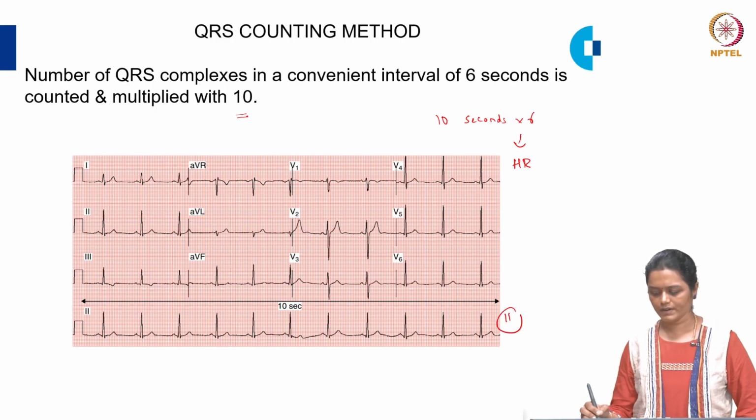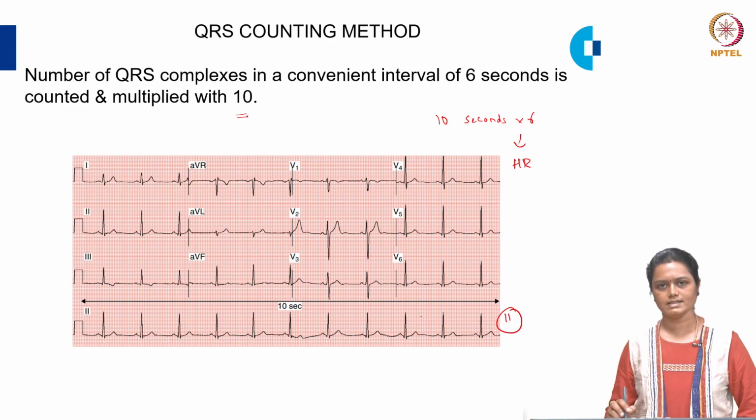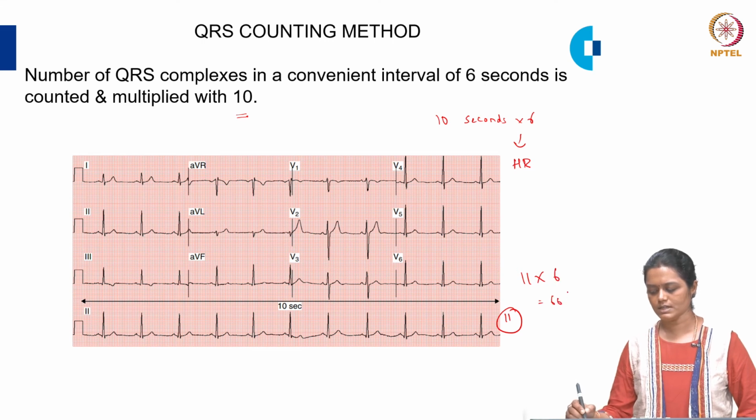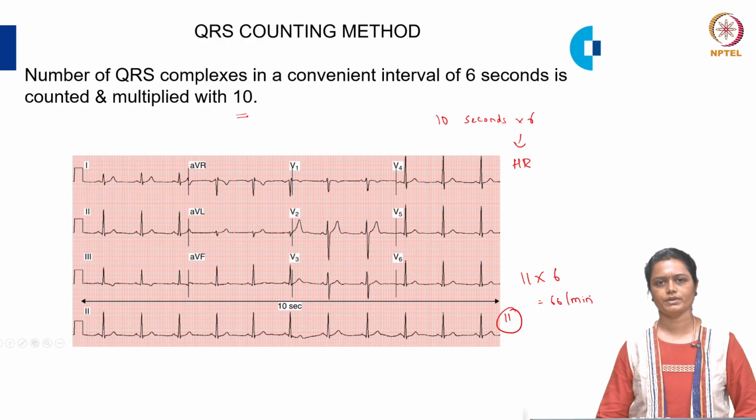So, you have 11 QRS complexes in a 10-second recording. So, you have to multiply it with 6 to get the heart rate, which is equal to 66 per minute. So, this is the QRS counting method.